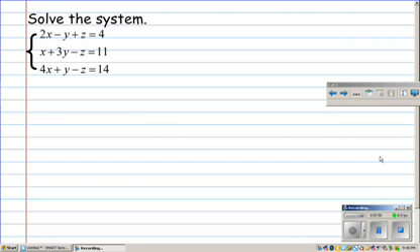Now I'd like for you to do the best that you can to solve this system: 2x minus y plus z equals 4, x plus 3y minus z equals 11, and 4x plus y minus z equals 14.